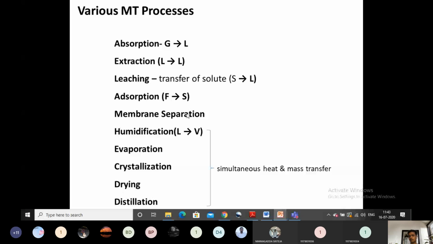All these operations are simultaneous heat and mass transfer operations. So when we handle these operations, we need to adopt all the heat and mass transfer terminologies. These are the various mass transfer operations. Out of these, you will deal with extraction, leaching, distillation, and diffusion, which is obviously a basic phenomenon. The first unit is diffusion, where all the introductory terminologies will come in. The next two units are distillation, the fourth unit is extraction, and the fifth unit is leaching.